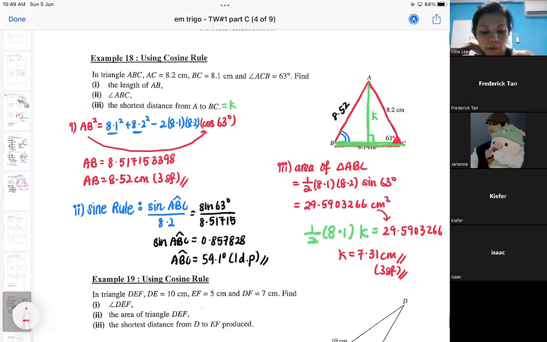The first one is already 3 marks. The second one will be 2 marks. The third one will be 2 marks or 3 marks, depending on school. So that's example 18.